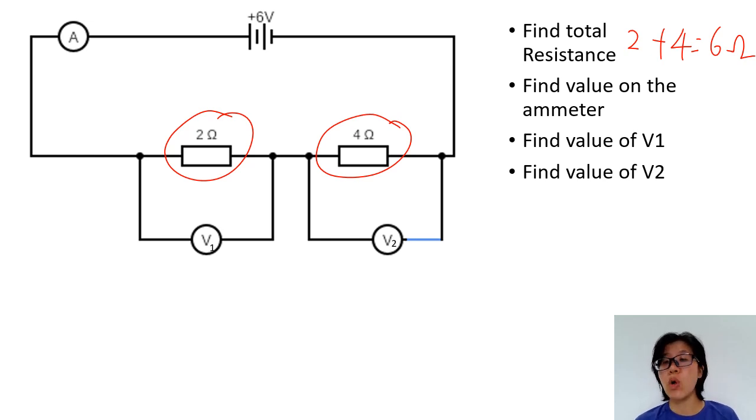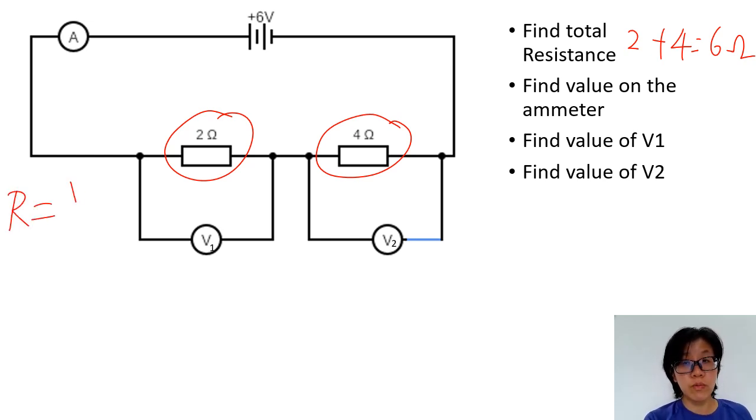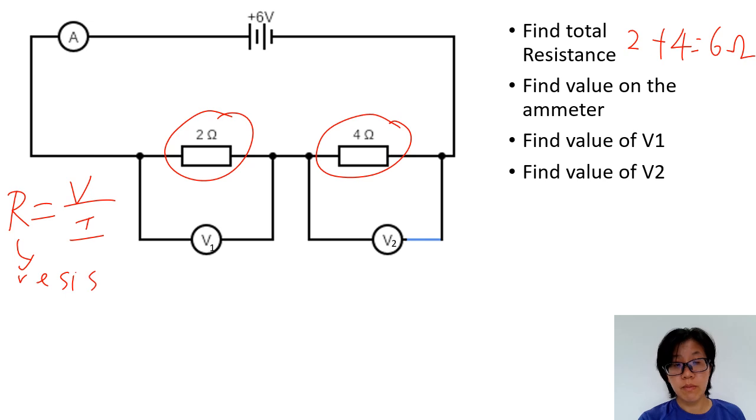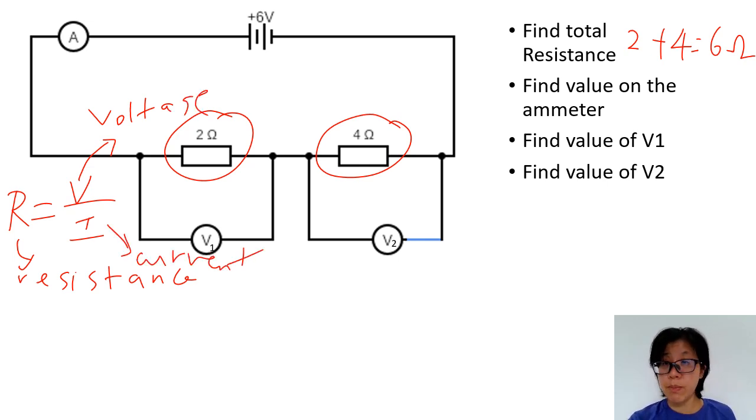Now the value of the ammeter. For this particular chapter, the main formula that we have to know is R equals V over I. With this, you would be able to solve most of the questions in this chapter. The ammeter means you need to find the current passing through it. R is the resistance, V is the voltage or the potential difference, and I is the current.